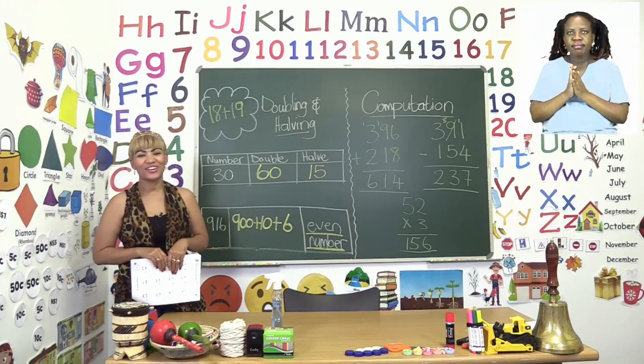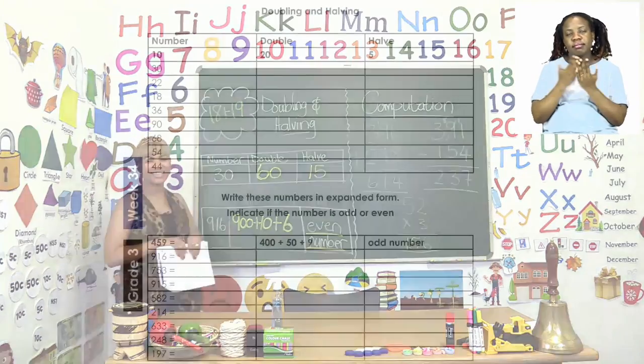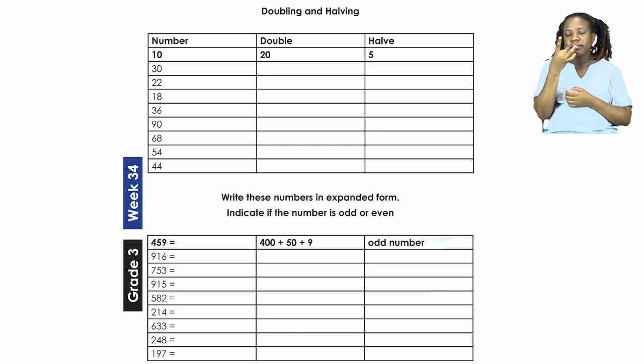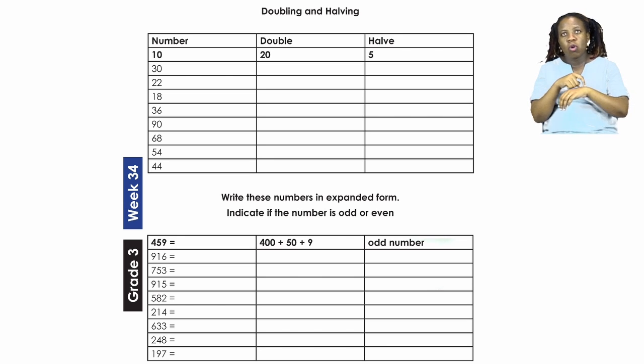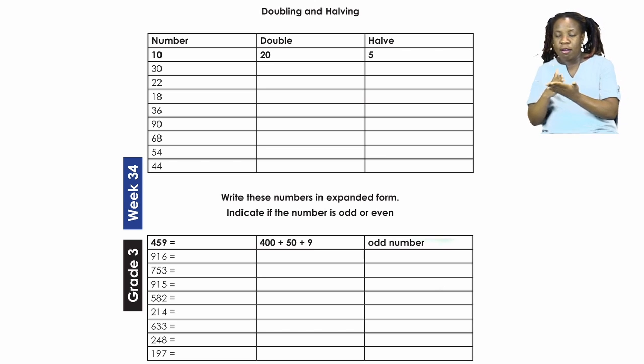Let's start this part of our lesson on page 18. Here we are doing number concept development. In the first part, we have to do doubling and halving. In the table there, you will see 3 columns. In the first column, you have the number, and then in the second column, you must double the number, and in the third column, you must halve that same number.